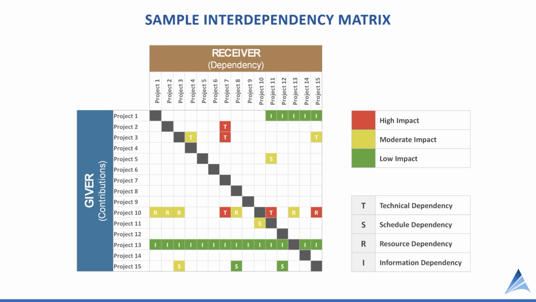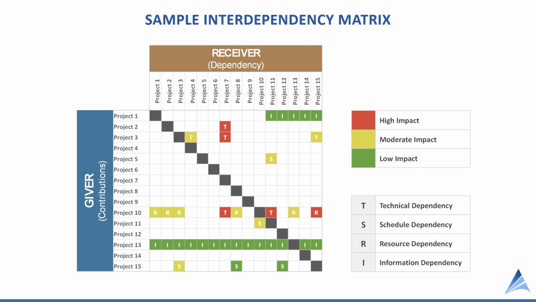So now we're going to look at some examples of how to use the data and how to capture it. So in this example, we're looking at a sample interdependency matrix. We've got on the legend on the right-hand side, we've got the 4 different types of dependencies. We have a color coding for high impact, moderate impact, and low impact. Maybe we've got 15 projects in our portfolio. We have the giver projects or the upstream projects that are contributing. There's a contribution being made here. I like that term. Or a receiver, or a dependent project, you're downstream.